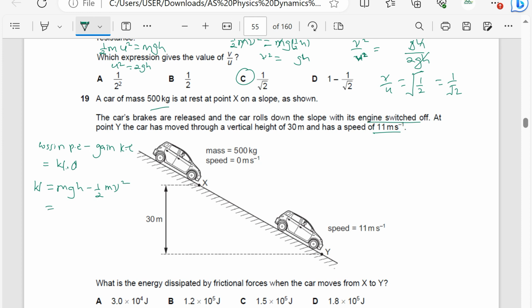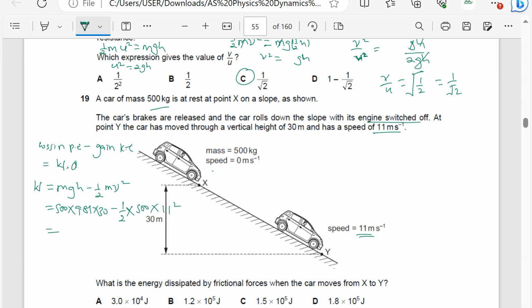So the loss in gravitational potential energy is going to be the mass, which is 500, times g, which is 9.81, times h, which is 30, minus the gain in kinetic energy. Of course, here the kinetic energy is 0, and here it is going to be due to this speed, so I'll simply say a half times the mass, which is 500, times the speed, which is 11, squared.